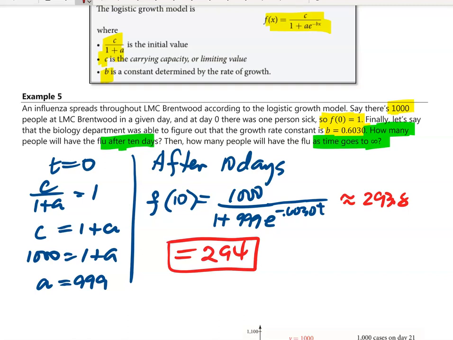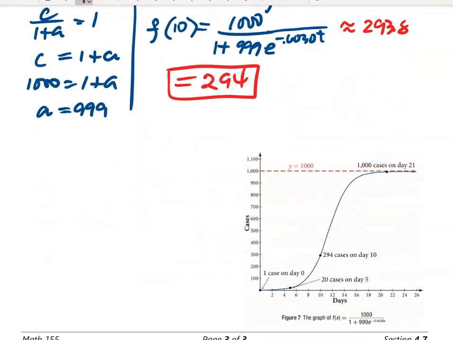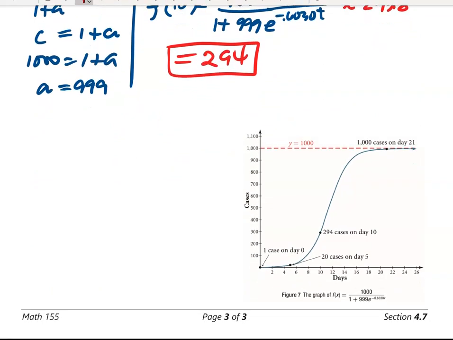And in the long term, the number of people who will contract the flu is the limiting value c, which is equal to 1,000. Take a look at this graph here. So day 0, there was 1 case. After 5 days, 20 cases. After 10 days, you have approximately 294. And on day 21, you'll reach the maximum of 1,000 cases.